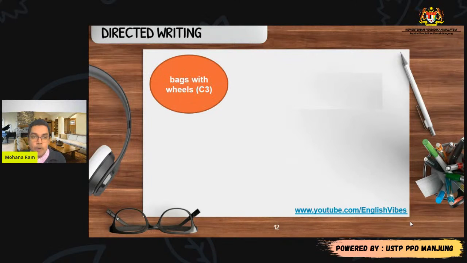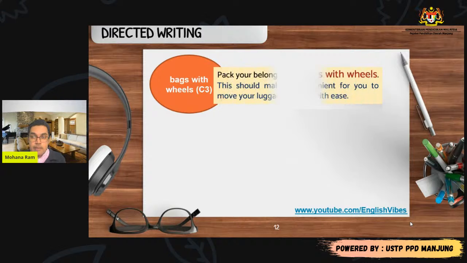Point 3, bags with wheels. Pack your belongings in bags with wheels. This should make it convenient for you to move your luggage around with ease. Here I have shared with you one content point, and then the below in blue is the elaboration for the bags with wheels. See, you do not actually need to explain a lot. This will do.